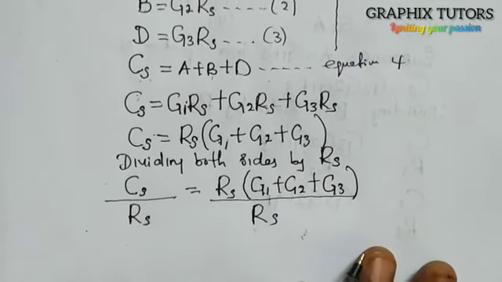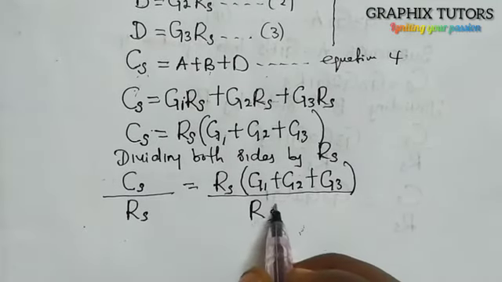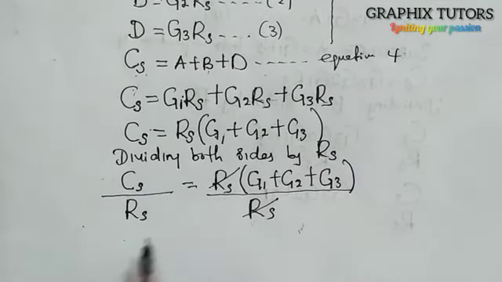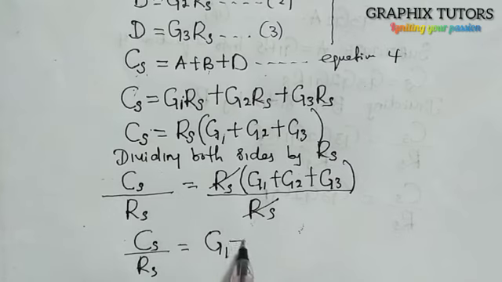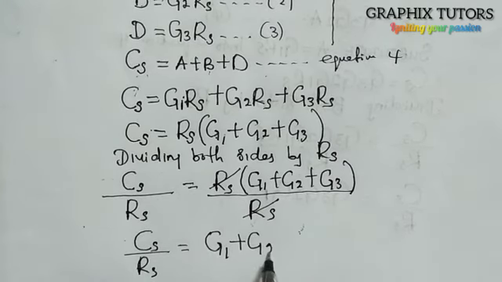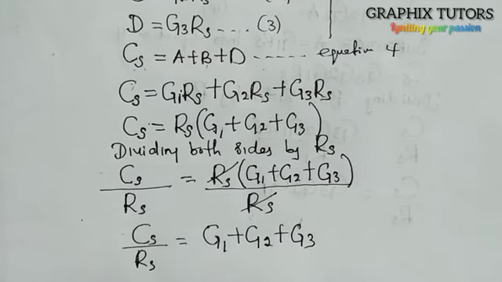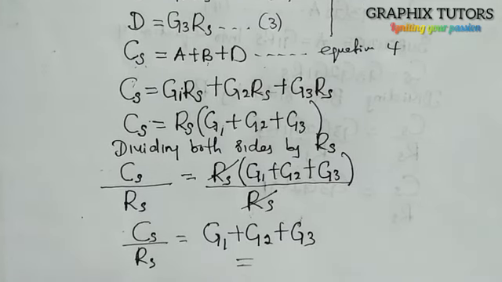Now from here the RS will cancel RS. So our transfer function for a parallel connection, for a block diagram in parallel, will give us the addition of all the transfer functions. So G1, G2, and G3. So this is how to calculate block diagram in parallel.